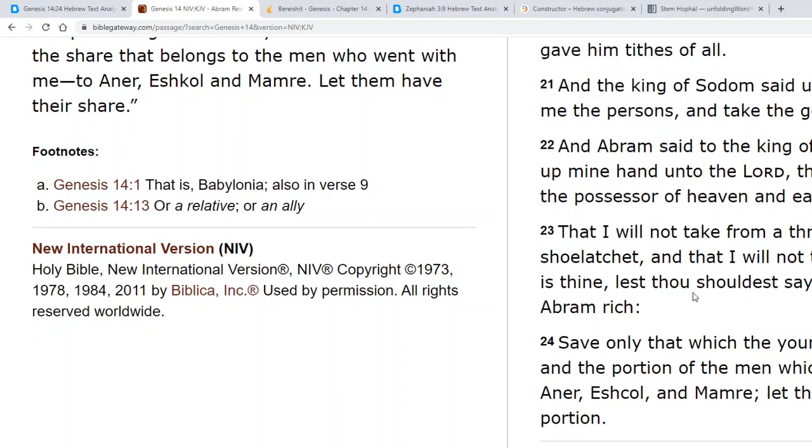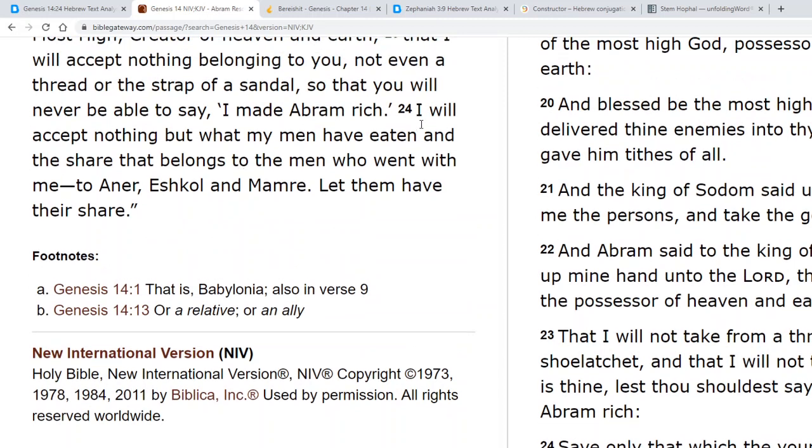King James: Save only that which the young men have eaten, and the portion of the men which went with me, Aner, Eshkol, and Mamre, let them take their portion. NIV: I will accept nothing but what my men have eaten, and the share that belongs to the men who went with me: to Aner, Eshkol, and Mamre. Let them have their share.